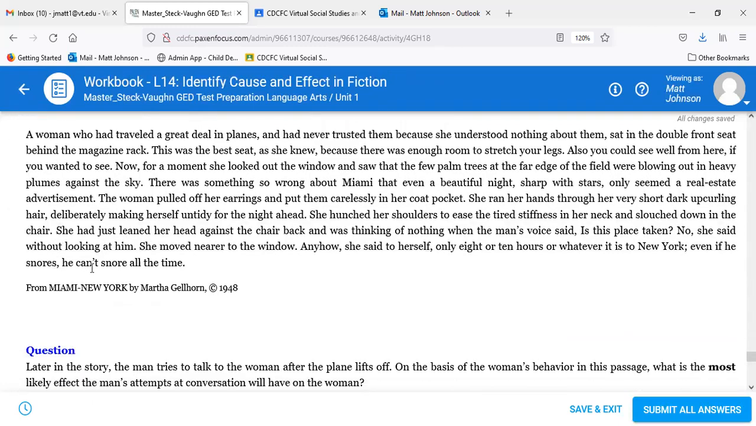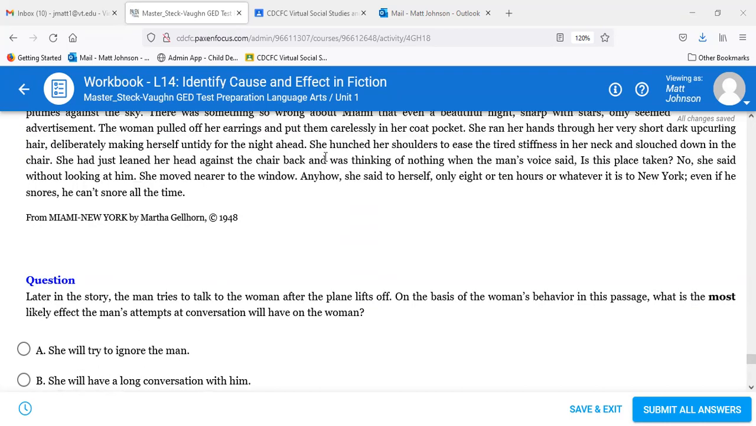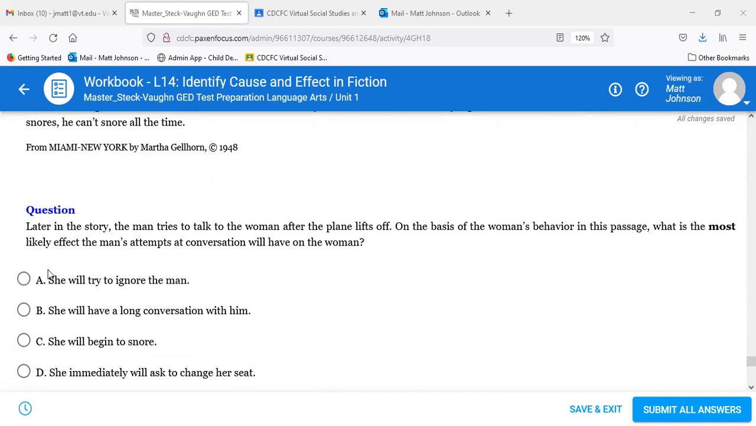And let's see, Christiana, you want to take 12 for us? Okay. Number 12. Yep. The question says, later in the story, the man tries to talk to the woman after the plane took off. On the basis of the woman's behavior in this passage, what is the most likely effect the man's attempt at conversation will have on the woman?